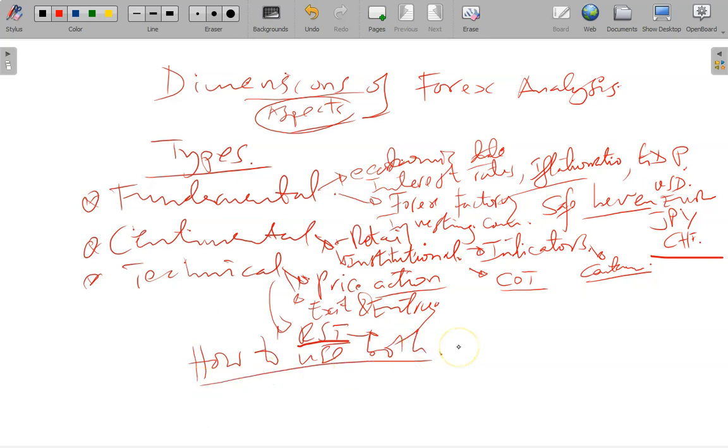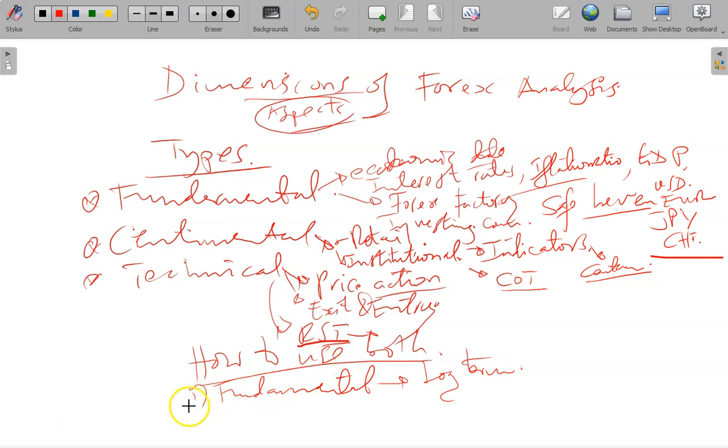And it's just my opinion: you have to incorporate both types of analysis, both aspects or dimensions, in your analysis. When you analyze the market, you have to incorporate both. So how are you going to incorporate them? First is your fundamental. Fundamental analysis is going to provide you with a long-term direction of the market. This will provide you with a long-term direction of the market.